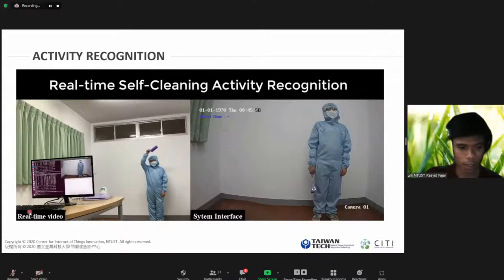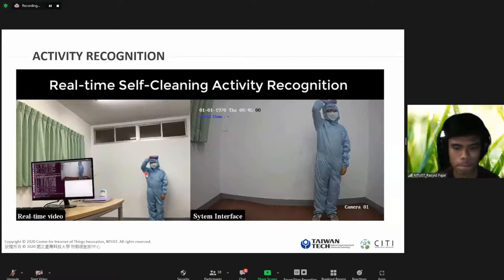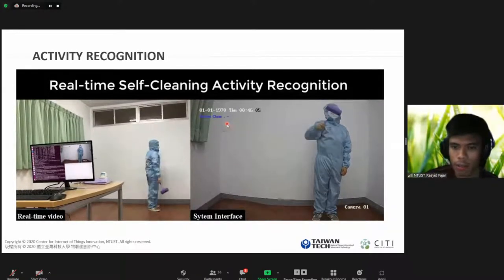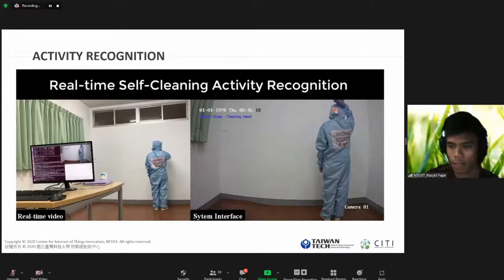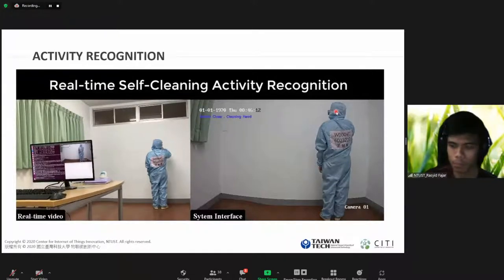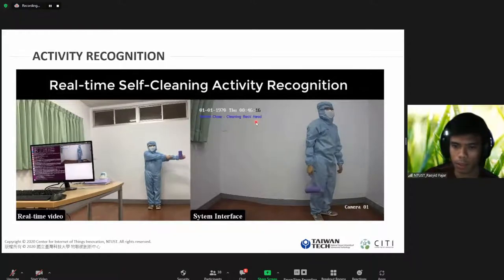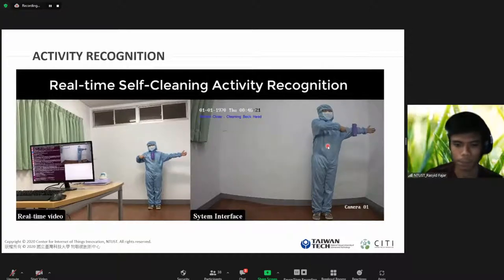And this is the example of the first method. As we can see here, the motion class is cleaning head while the person is cleaning his head. And it will continue to the last action.